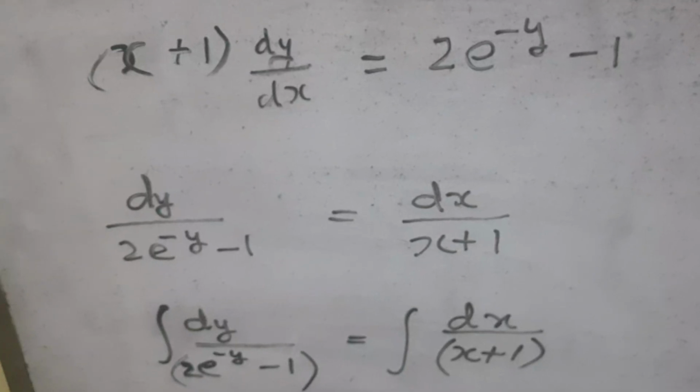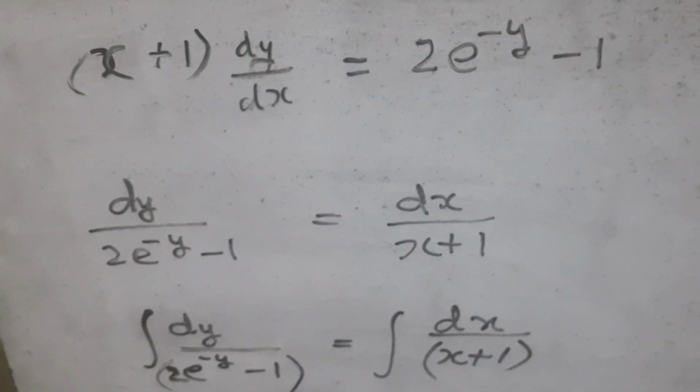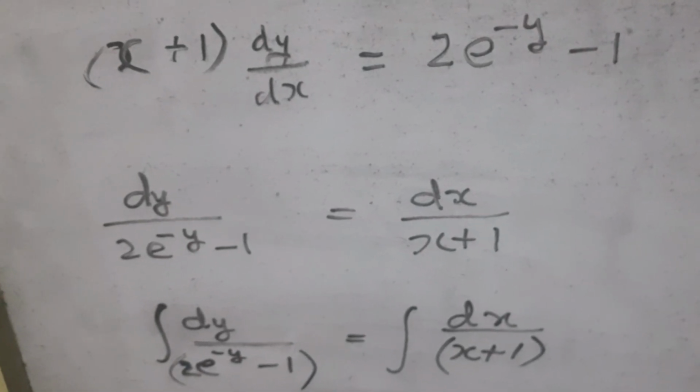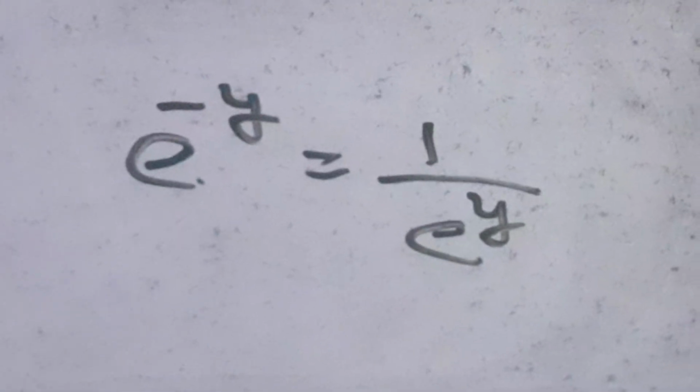The next step is integration. The expression on the LHS is not a standard type, so it will require a substitution. For that, we first convert e power minus y as 1 by e power y.